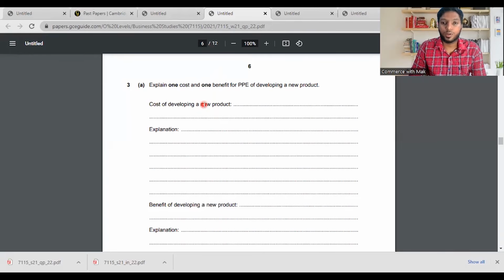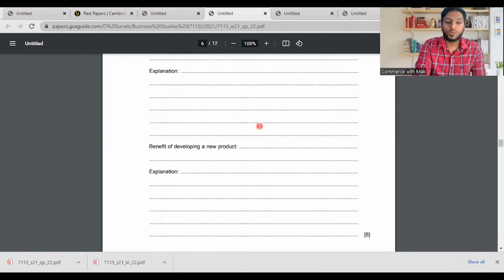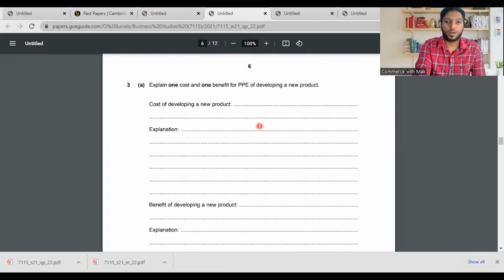Explain one cost and one benefit for PPE of developing a new product. Cost of developing a new product and explanation. They're asking what is the one cost you will go through, and what is one benefit you will get from producing a new product, what is the advantage and what is the disadvantage. So one point about what type of cost you're going to bear, and one point about what is the advantage you're going to get. So one cost of developing a new product can be market research.